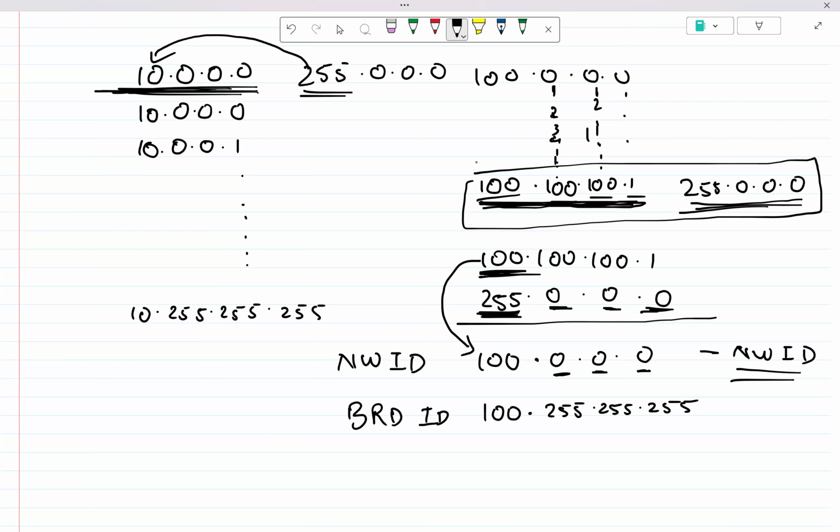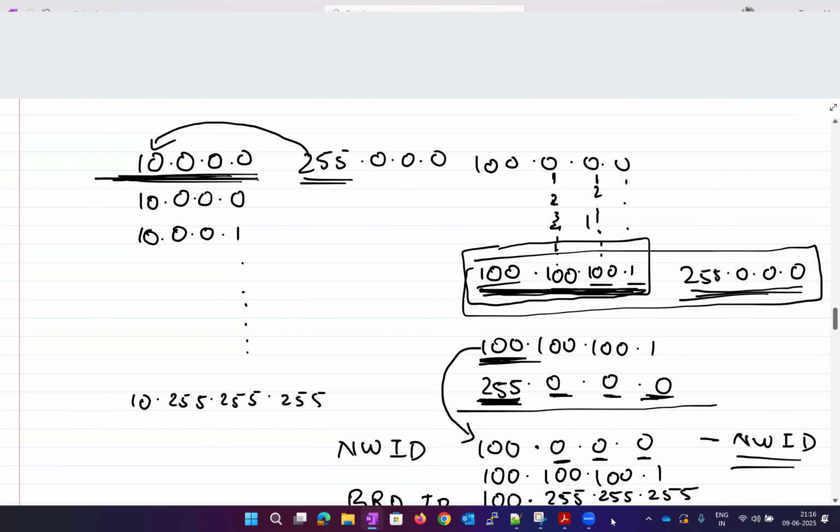So your IP address, this 100.100.100.1, is somewhere in between 100.0.0.0 and 100.255.255.255. It is somewhere in between here. So this is how you find out the network ID and the broadcast ID for a given IP address. Okay, so let's do some practical or some questions.